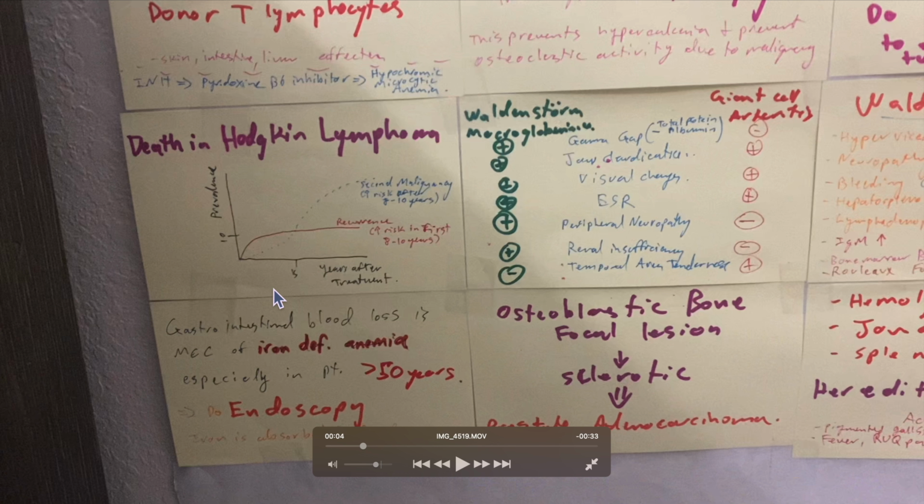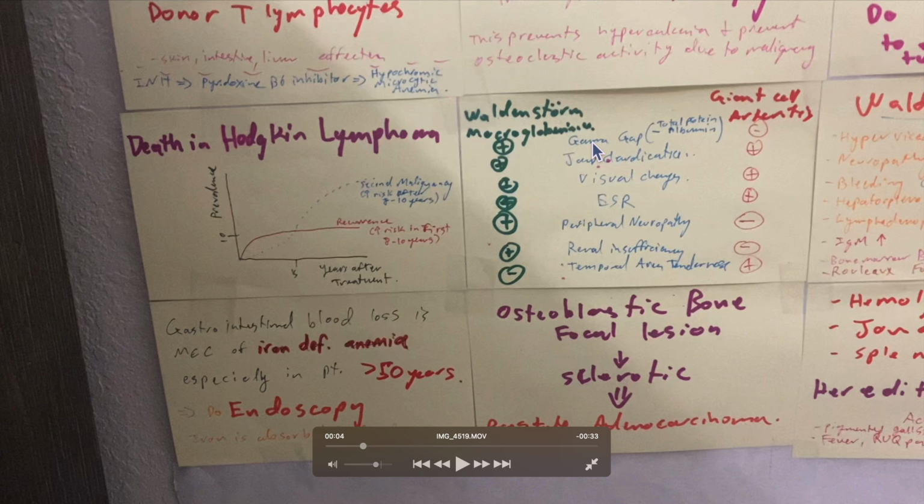Chances of second malignancy increase after 5 years of being lymphoma free. So recurrence risk of lymphoma is increased in the first 8 to 10 years, and then second malignancy risk increases after 8 to 10 years. Hopefully that makes sense. So this is the reason for mortality in Hodgkin's lymphoma, or due to thereafter.